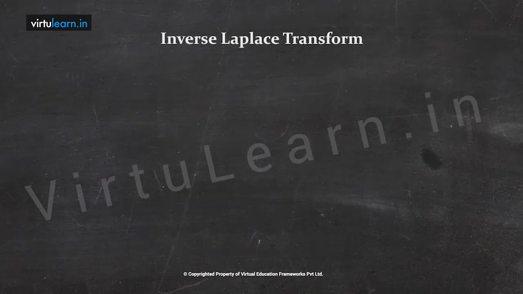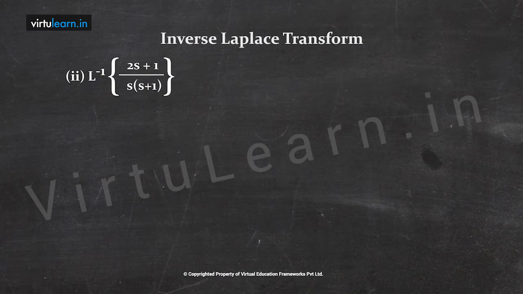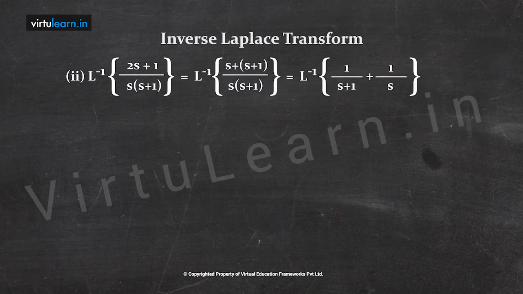In the same way, now try to solve the second bit: L inverse of (2s plus 1) by s into (s plus 1). Now observe this one. This is very simple actually. 2s plus 1, and everywhere s into (s plus 1) is there. What I will do, this 2s plus 1 can be written as s plus (s plus 1). Then s by s into (s plus 1) plus (s plus 1) by s into (s plus 1). Then s cancels from the first part, leaving 1 by (s plus 1), and the remaining is 1 by s.